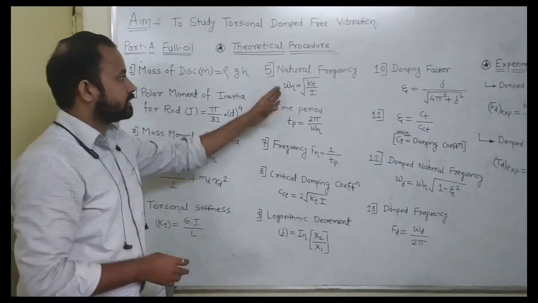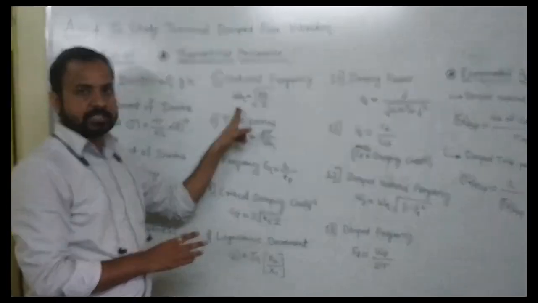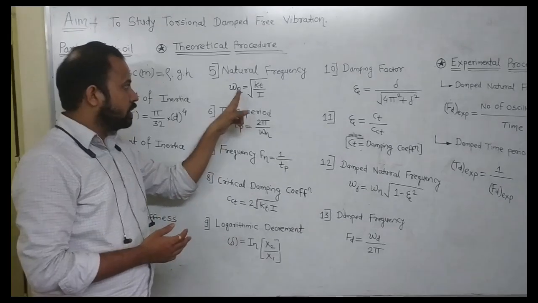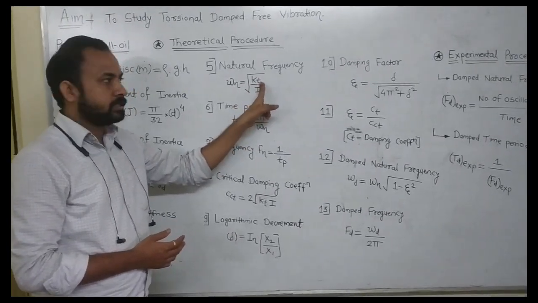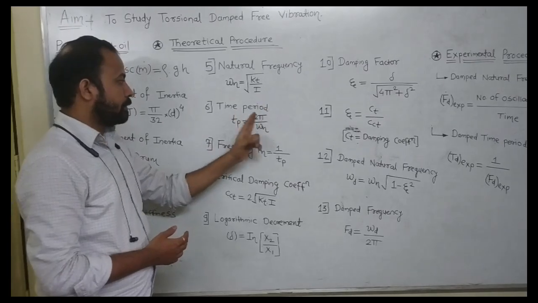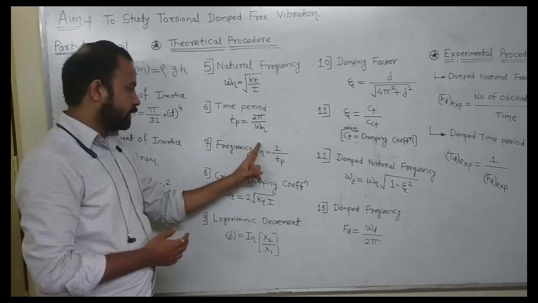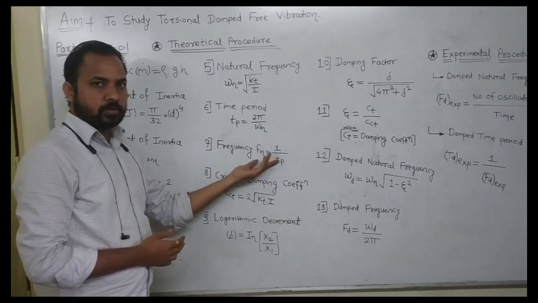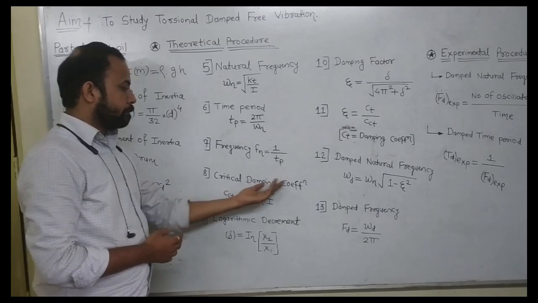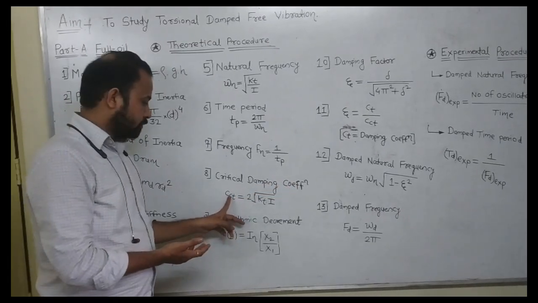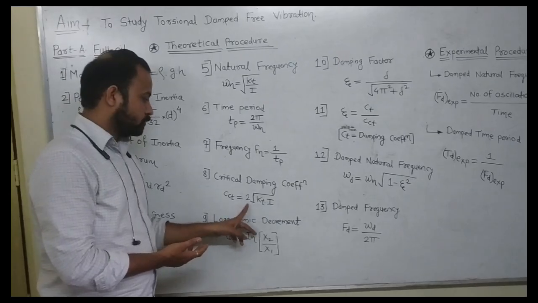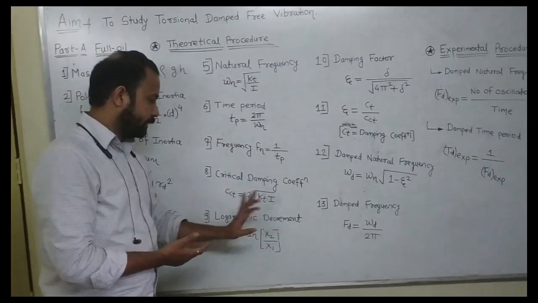Then the natural frequency can be calculated using the basic formula we have seen several times, omega n equal to root of kt by I, where kt is the torsional stiffness and I is the mass moment of inertia. Time period is 2 pi upon omega n. Frequency is the inverse of the time period. The critical damping coefficient is Cc; in the torsional case we use Cct, so it becomes 2 into root of Kt into I.